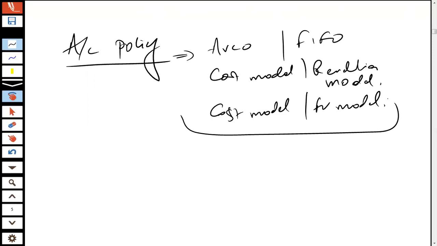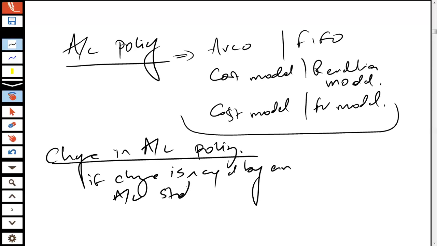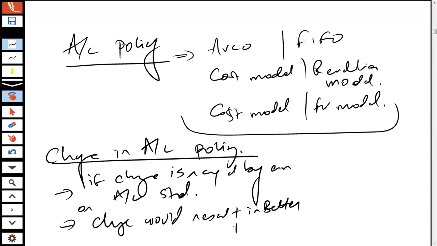Now, when it comes to a change in accounting policy, remember that a change in accounting policy is only going to be allowed if the change is required by an accounting standard. The second scenario is that the change would result in better presentation. That could be the alternate scenario.